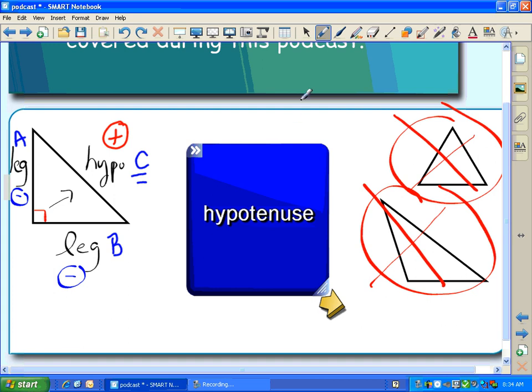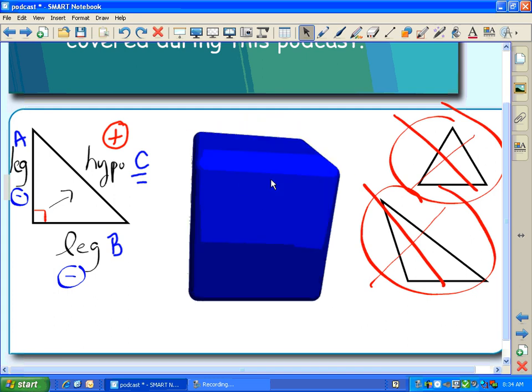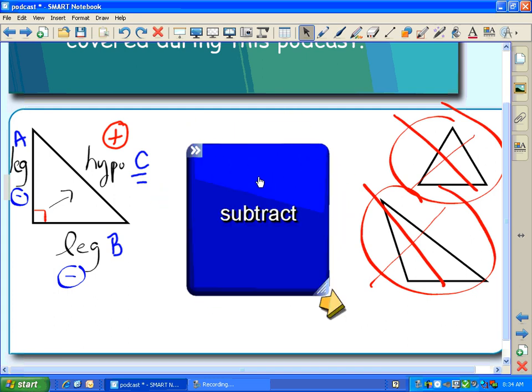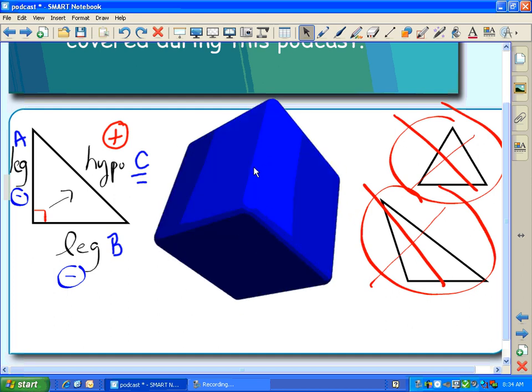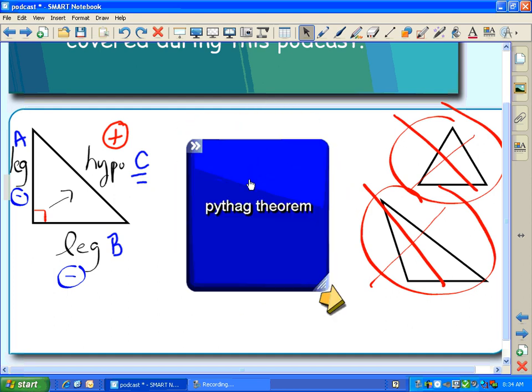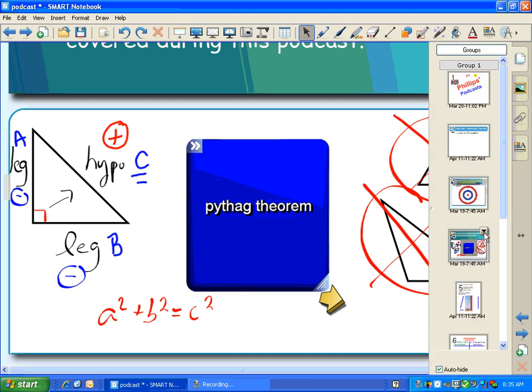And I believe the last vocabulary word hiding somewhere is, there we go, the Pythagorean theorem. It's kind of like the Cubs, just takes a while to get going. The Pythagorean theorem, by definition, is a squared plus b squared equals c squared. Remember, c is always the hypotenuse.